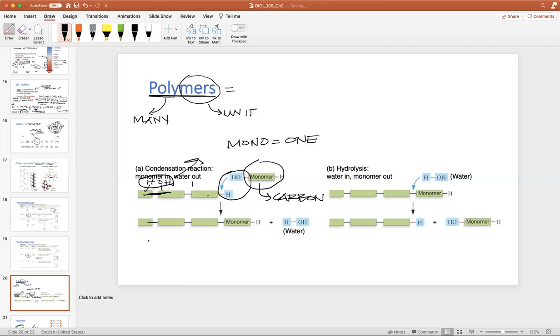So we actually say that polymers are formed through something called dehydration synthesis. And I'm going to abbreviate a little bit, because I've got this stupid tablet, dehydration synthesis. Or another way of saying that, and your book uses this terminology, it is a condensation reaction.